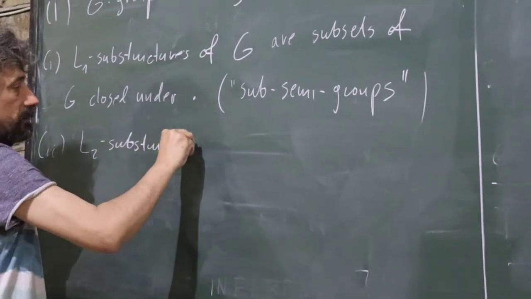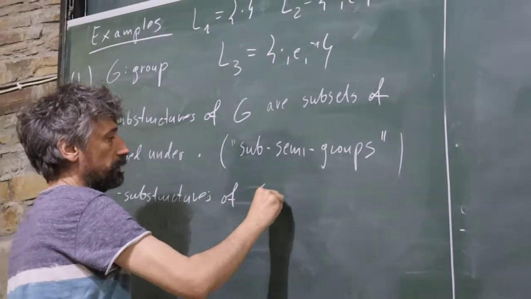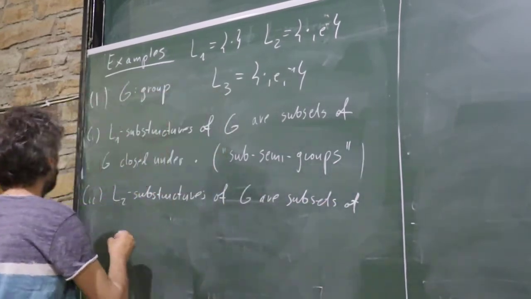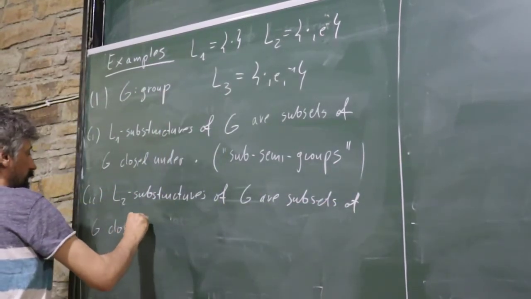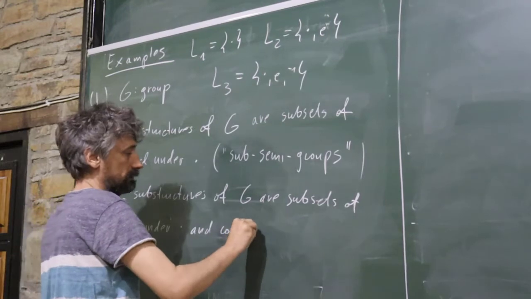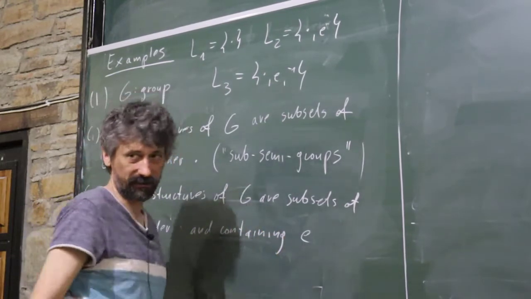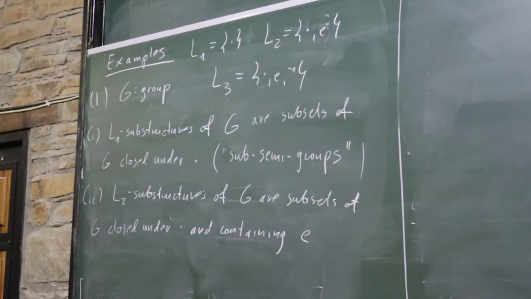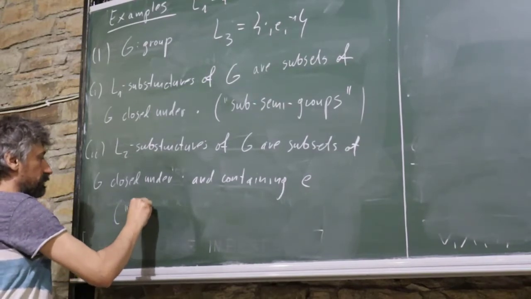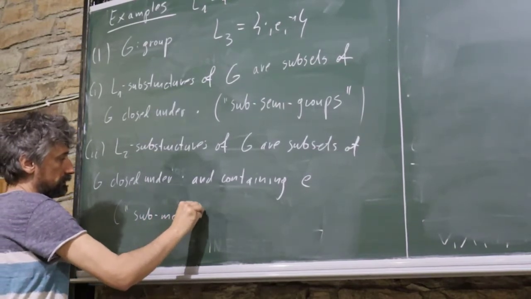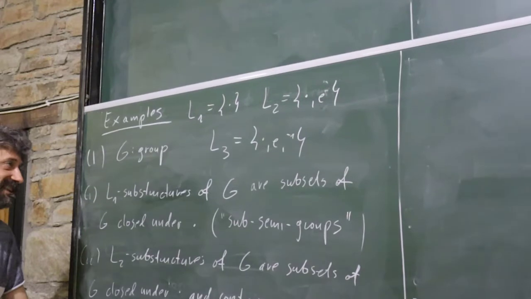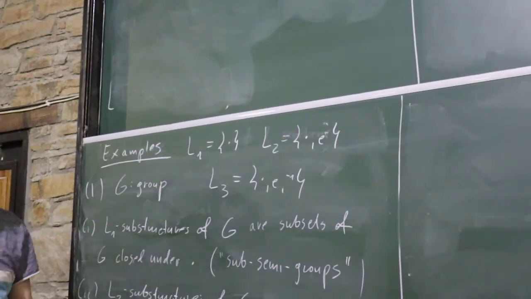L2 substructures of G are subsets of G closed under multiplication and containing the neutral element. Still, they don't have to be subgroups. Now, like N in Z. So one of the names could be submonoids or subsemigroups with identity. And just in this third language, substructures are really subgroups.